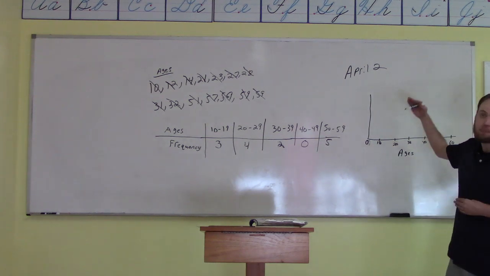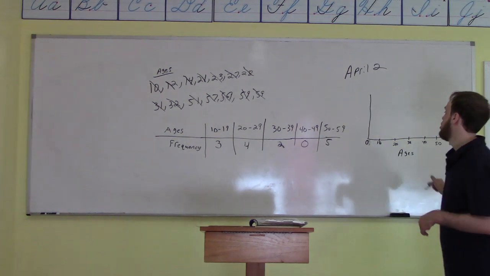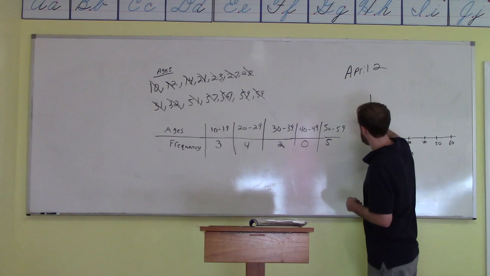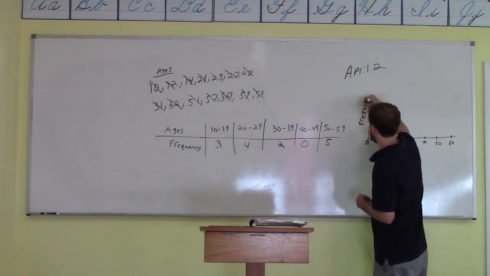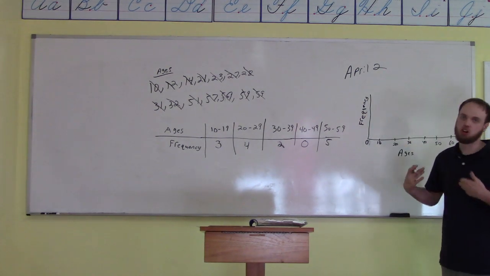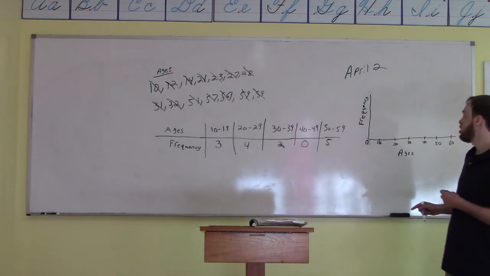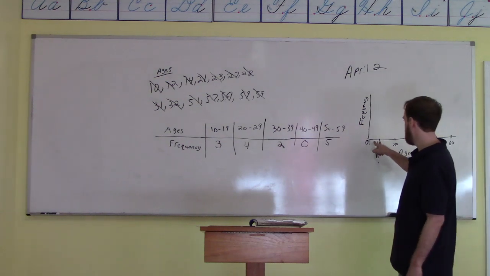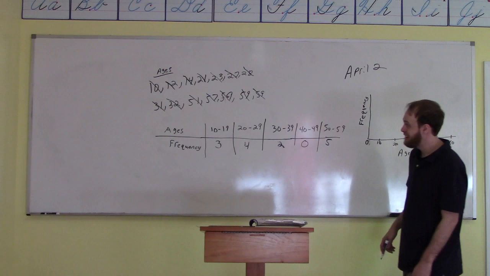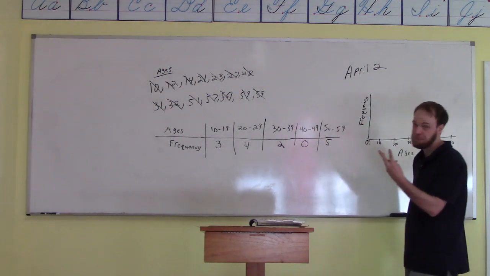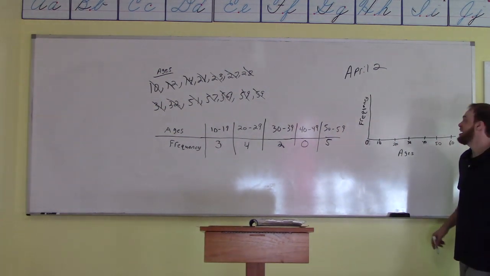Then coming up is going to be the frequency. And so I'm going to say this one right here is going to be the frequency. So frequency, how many times it occurs. And so if you look, I had none for 0 to 10, so that stays fine. And then for 10 to 19, I had 3.